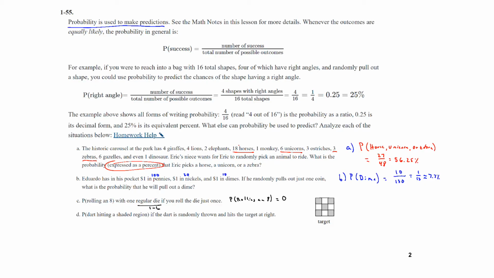And then part D, probability of a dart hitting a shaded region with the picture that you see, if the dart is randomly thrown and hits the target at the right. So the probability of that, well, how many shaded regions do we have? 1, 2, 3, 4, 5. Out of a total of 6, 7, 8, 9. So that would be 5 out of 9. As a percent, that's approximately, to the nearest whole number, 56%.